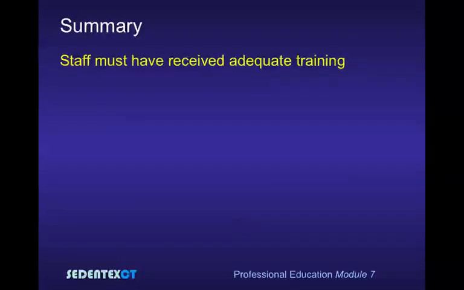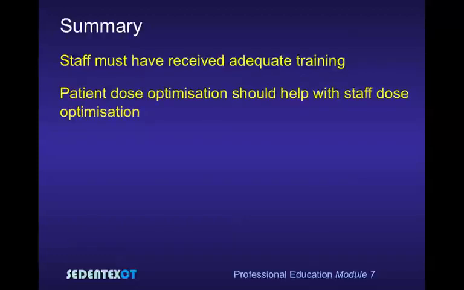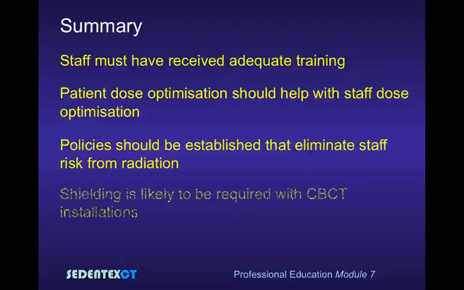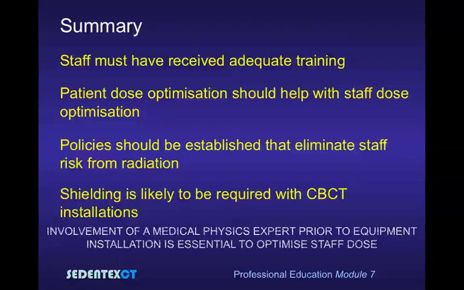So to summarize, staff must have received adequate training. Patient dose optimization should help with staff dose optimization. Policies should be established that eliminate staff risk from radiation. And shielding is likely to be required with cone beam CT installations. A very important point to complete this module is to consider that involvement of a medical physics expert prior to equipment installation is essential to optimize staff dose.